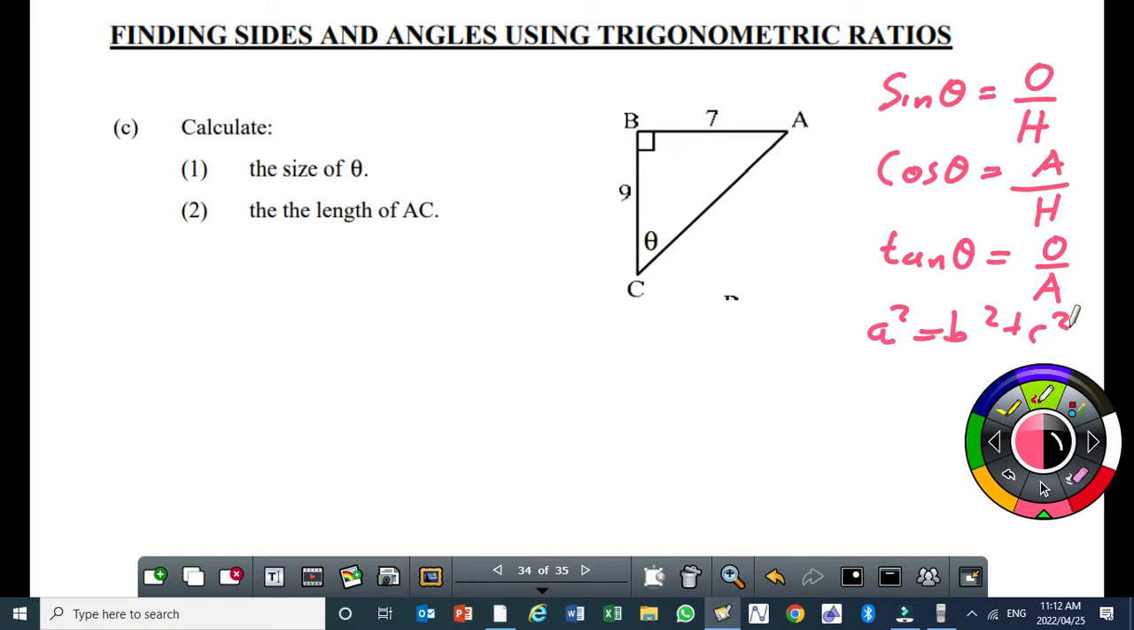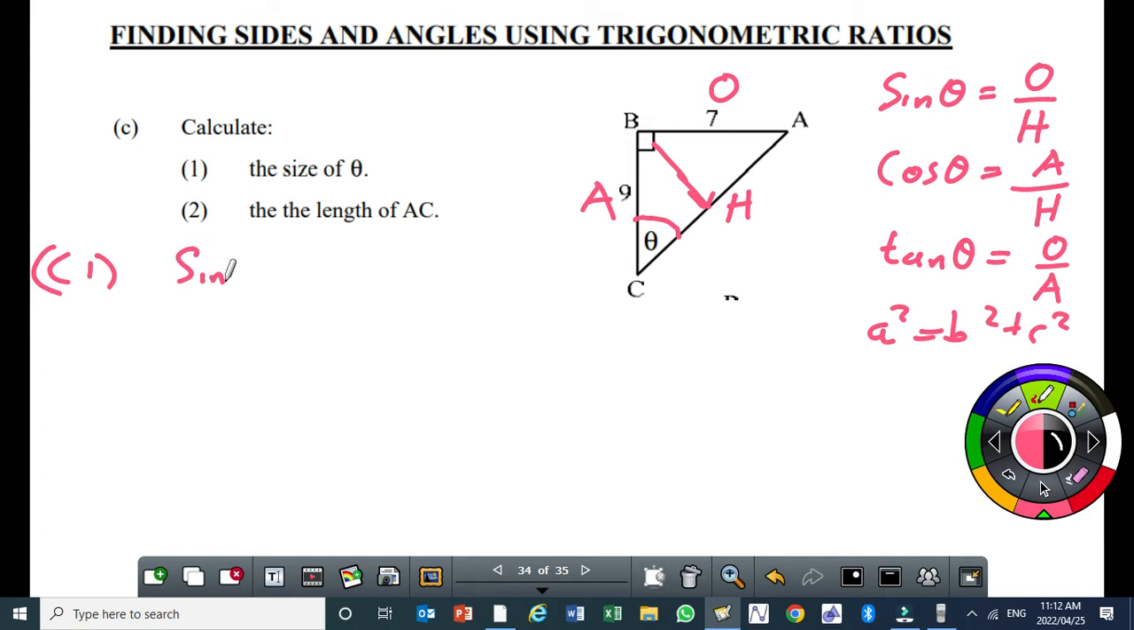It says calculate the size of theta. Okay? Theta is this angle here. That's our reference angle. Right? In triangle ABC the right angle is at B, so this side will be the opposite side. Obviously, that will be the hypotenuse because it's opposite the right angle, and BC will become the adjacent side. Are you following that?